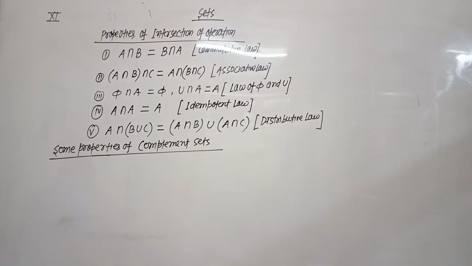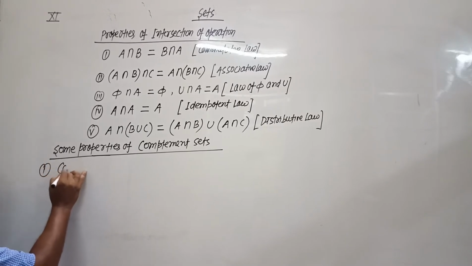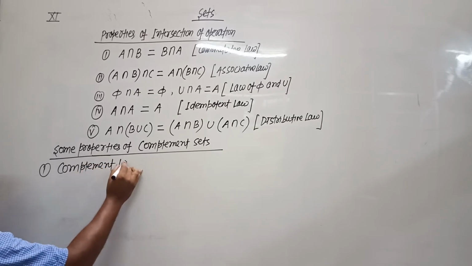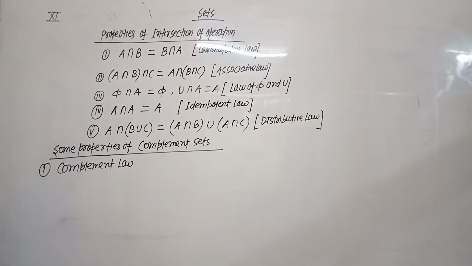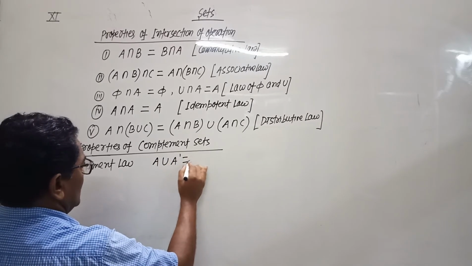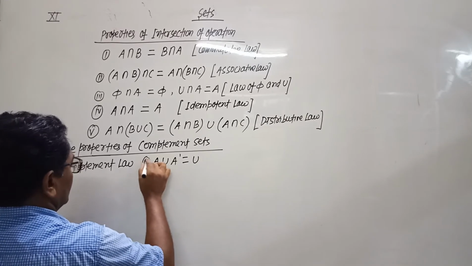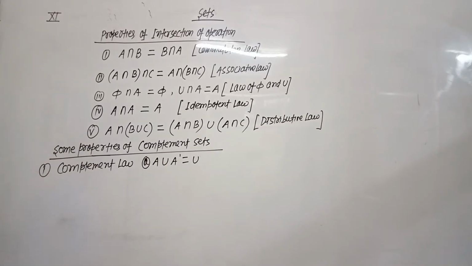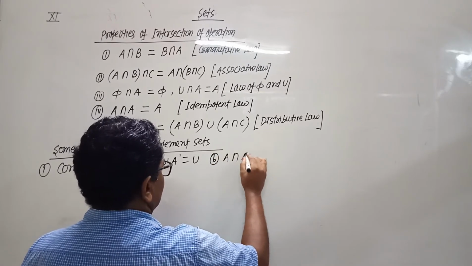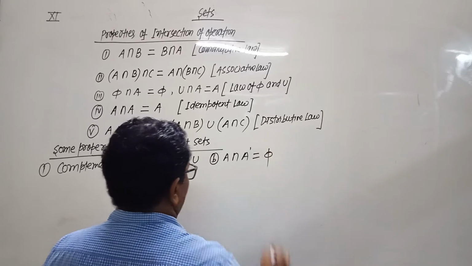So the first law is complement law. Complement law is given as A union A dash equals U. And the second complement law is A intersection A dash equals phi.